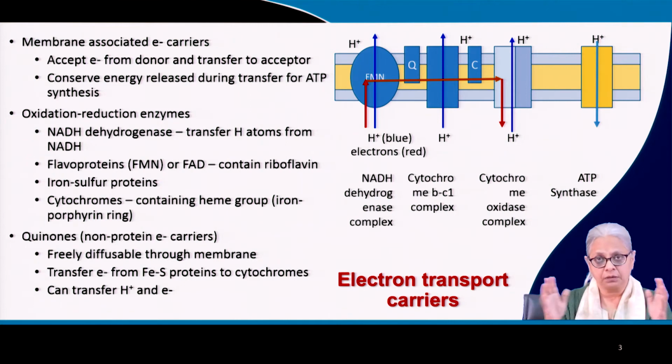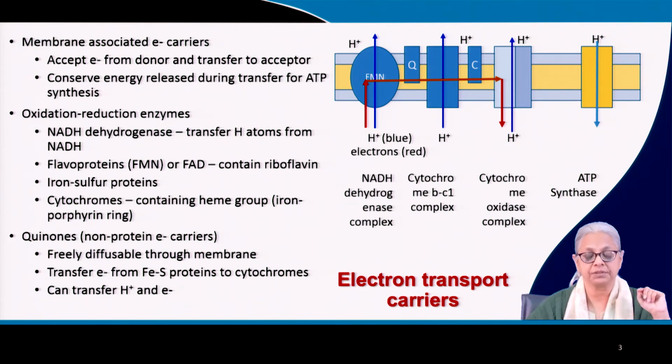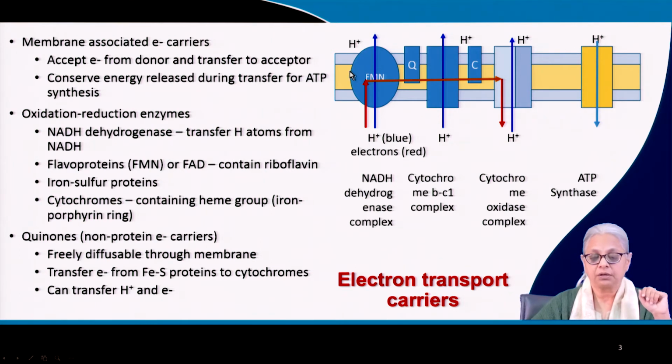Either way, the endpoints remain the same. There are no major differences. So here we have our 3 major complexes, and we have membrane associated electron carriers which are accepting electrons from the donor and transferring them to the acceptor. So in the first case we have NADH.